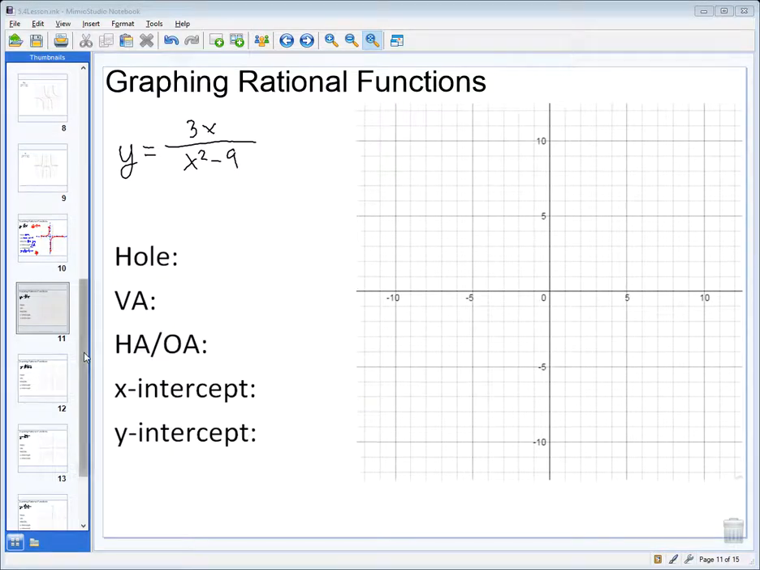So here's another example. We've got 3x over x squared minus 9. Again, we're trying to find a hole, so 3x over x squared minus 9. This bottom would factor to be x minus 3 and x plus 3. So there's not a factor on bottom that cancels with the top, which means that there's no hole. The vertical asymptotes come from setting each factor on the bottom equal to 0, which means we'd have vertical asymptotes at 3 and at negative 3.